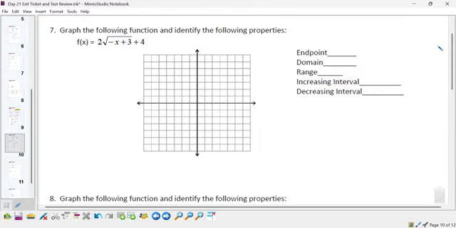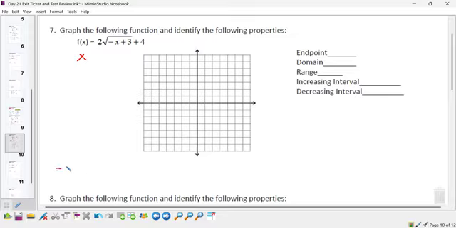All right, graph the following function and identify the properties. We've got some nice square root functions here. So the first thing I notice is this is a square root function. So the only numbers I want to put in my x column are numbers that are going to make the square root equal to 0, 1, 4, and 9. So I'm going to have a little thinking to myself here.